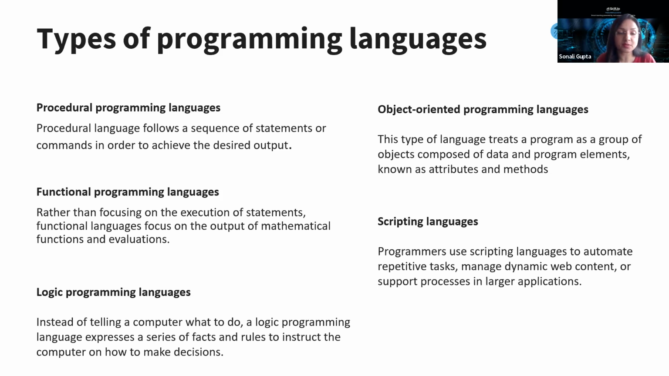And then we have, last but not least, the logic programming language. So what does it do? Instead of telling the computer what to do, a logic programming language expresses a series of facts and rules to instruct the computer on how to make decisions. So these are the 5 basic types of programming languages.